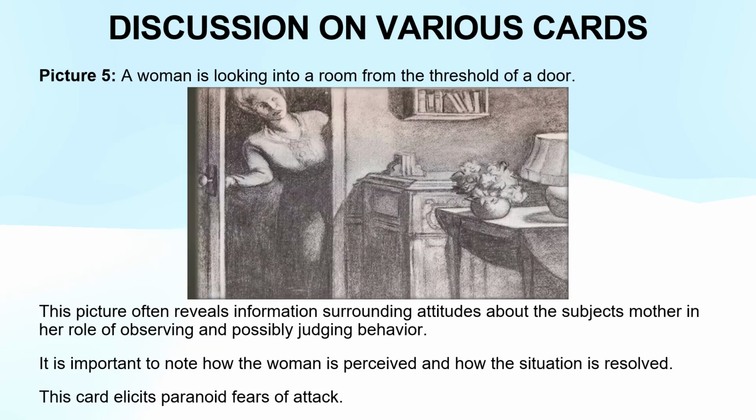Then this card is picture 5. A woman is looking into a room from the threshold of a door. This picture often reveals information surrounding attitudes about the subject's mother in her role of observing and possibly judging behavior. It is important to note how the woman is perceived and how the situation is resolved. The card elicits paranoid fears of attack.